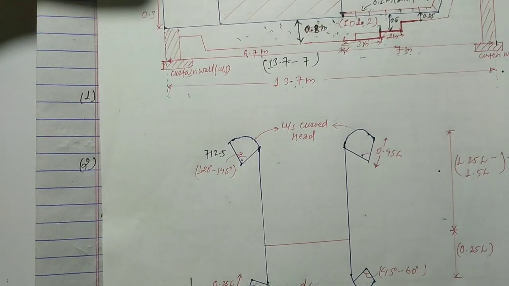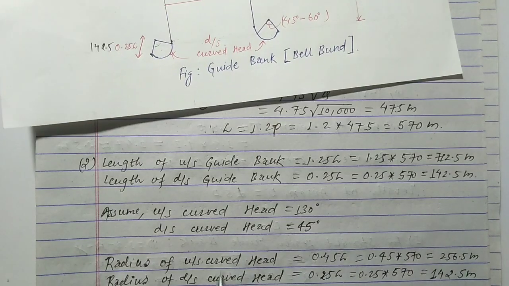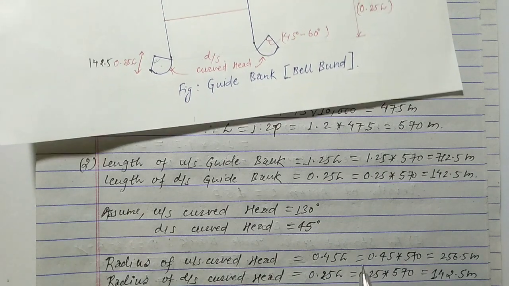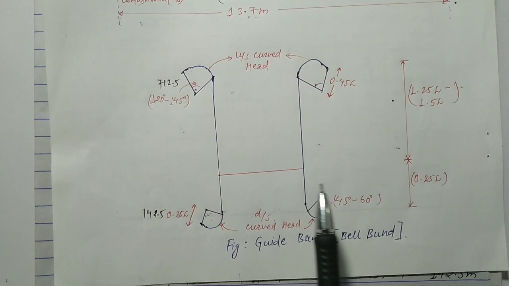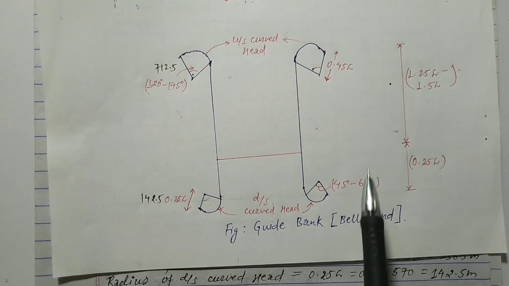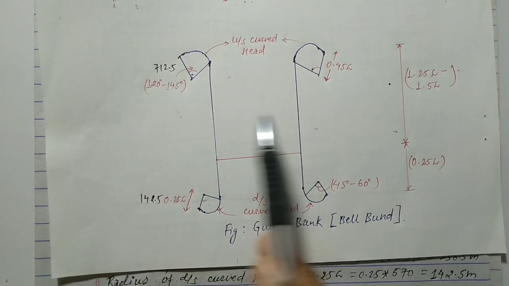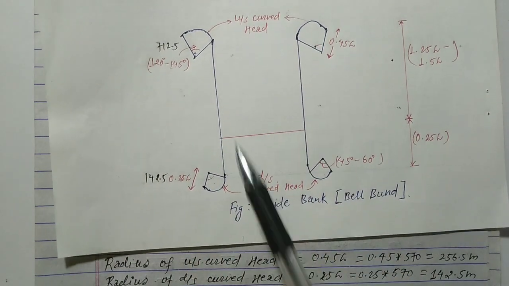712.5 and 142.5. Okay, so we have to show all these values in the figure. This figure is also very important from our examination point of view. Okay, in the examination we must provide this figure, with the different parameters shown in the figure.